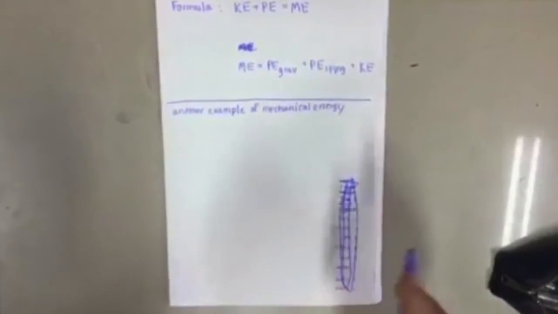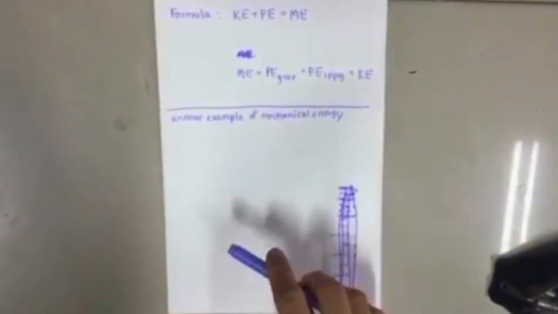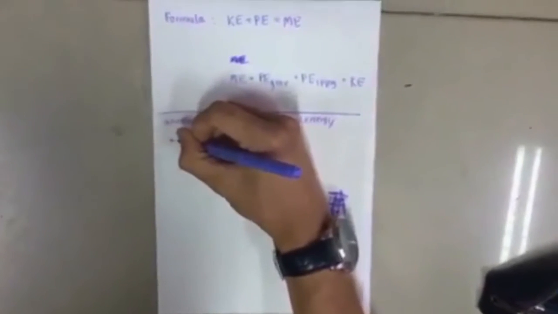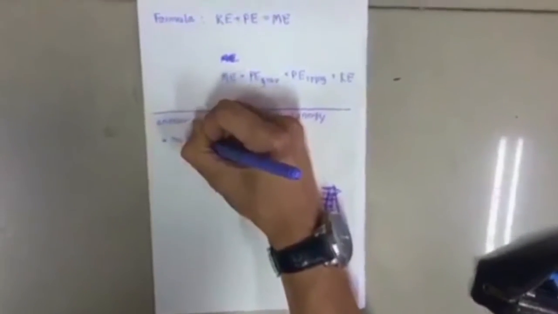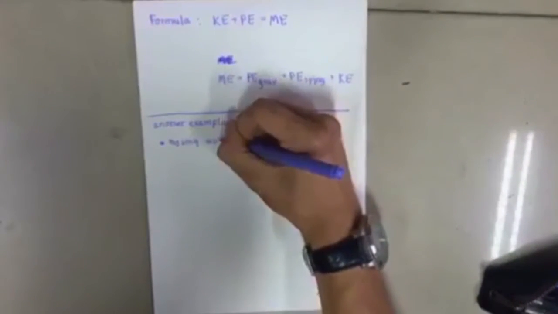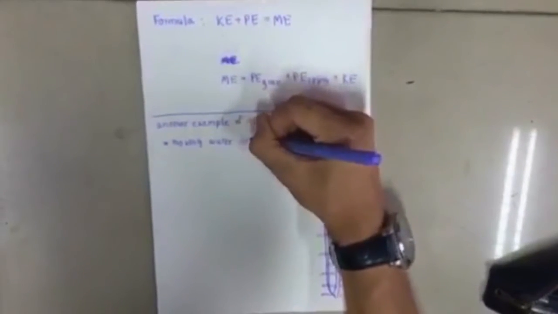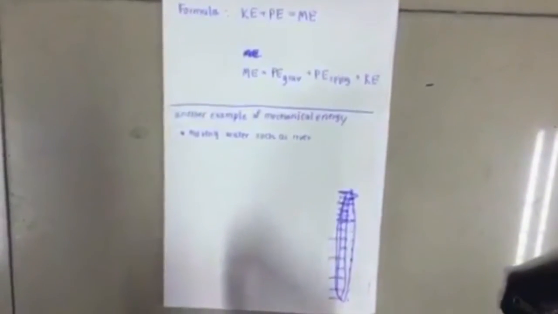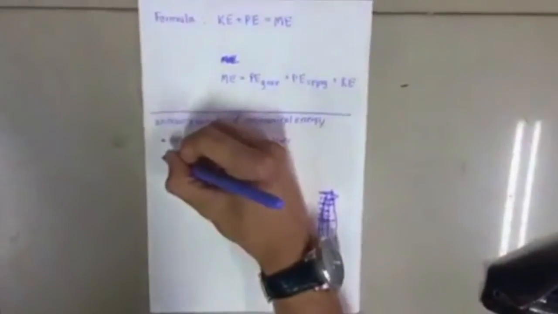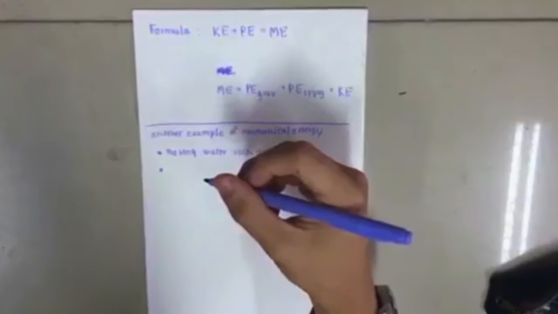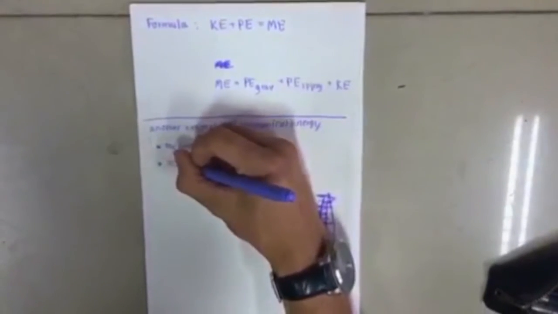In this case, if you don't understand, another example of mechanical energy is moving water such as a river. Another example could be moving objects such as a vehicle.